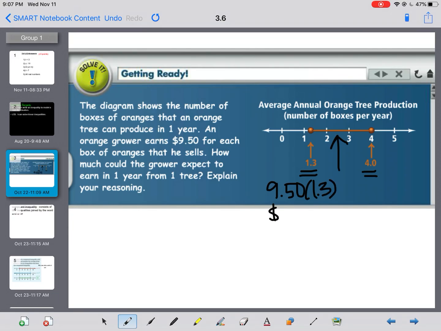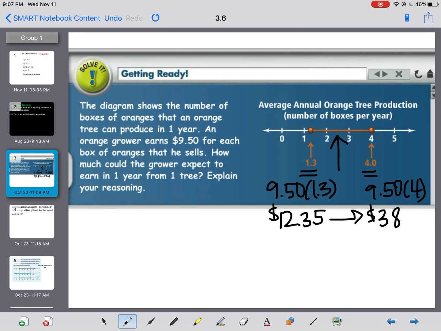Okay, so to figure out how much this grower could expect to earn, we're going to multiply 9.50 times 1.3 and find out that he could earn as little as $12.35 from this one tree, or if we did 9.50 times 4, he could earn as much as $38 or anything in between, anywhere from $12.35 to $38.